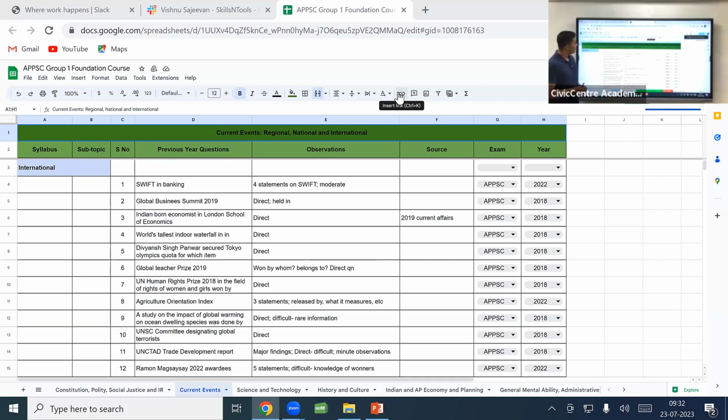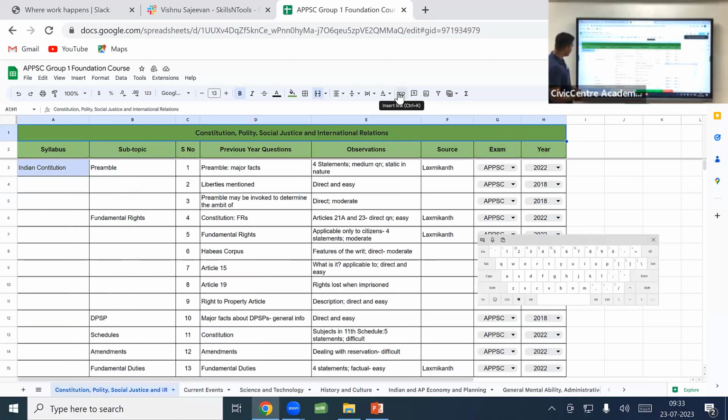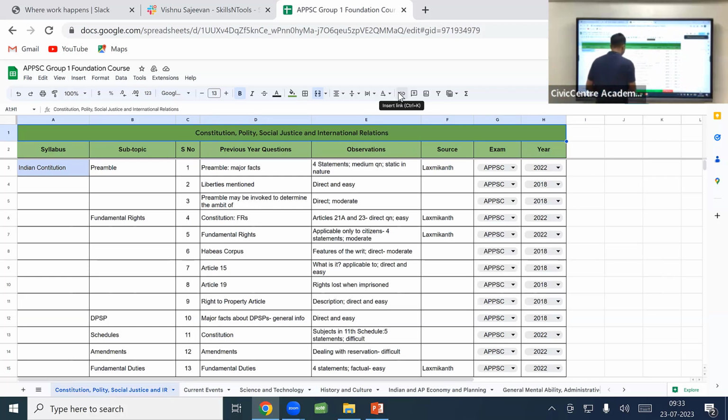So for you to assess whether this session is relevant, or if you join the class, whether it will be helpful or not, there should be certain parameters for you to assess the quality, isn't it? So the first one is the relevance. The relevance we are establishing through something known as the reverse engineering technique. Here, if you see the screen, for each subject, for constitution, polity, social justice, and IR, which constitute 30 questions, and current events like that, if you see, there are all subjects for which we have segregated the last 2 years APPSC prelims questions, and this list will be added upon.